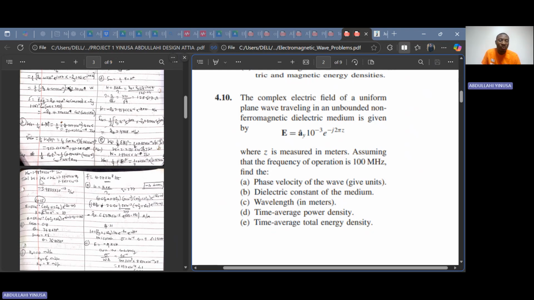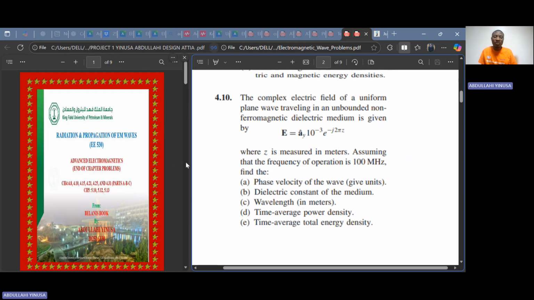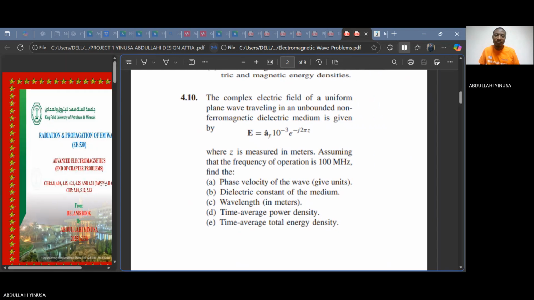And then for the total, you calculate the energy of the electric field and then the energy of the magnetic field. You add the two together. That's going to give us the total time average energy density in the medium. Moving forward to the next question.